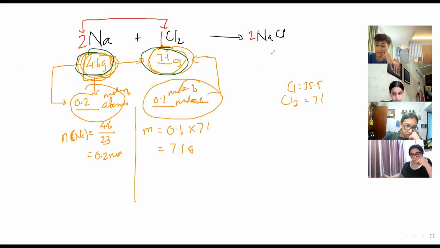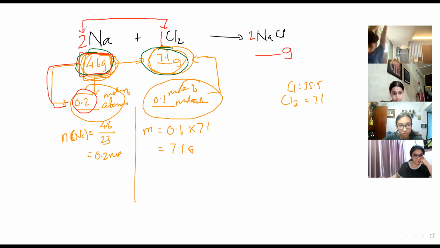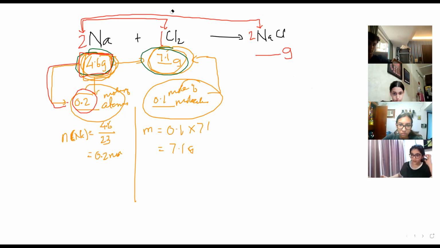If they ask you how many grams of sodium chloride will be produced, the mass of sodium is given, 4.6. So 4.6 makes 0.2 moles. Then you will take the mole ratio of sodium and sodium chloride. It's 2:2, which means 1:1. So if this is 0.2 moles of sodium, then 0.2 moles of sodium chloride, same moles, because 2:2.